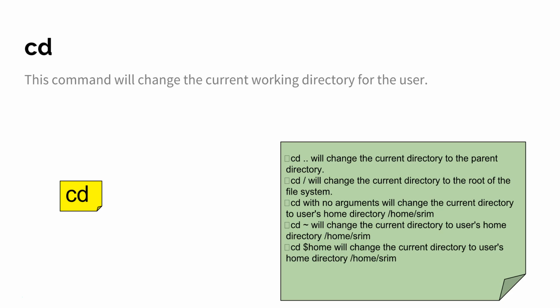And then cd with no arguments will change the current directory to the user's home directory. If you want to go to the home directory, just type cd, or you can type cd space tilde, which will also take you to the home directory. And there is an environment variable used in Linux, $HOME. You can also use that one, cd $HOME. That will take you to the home directory.